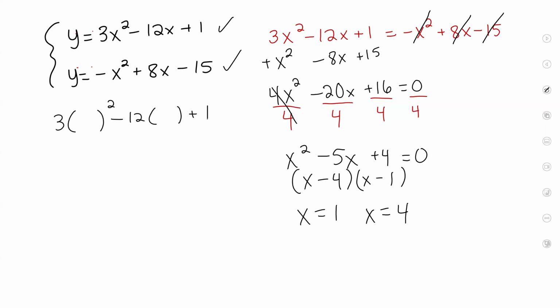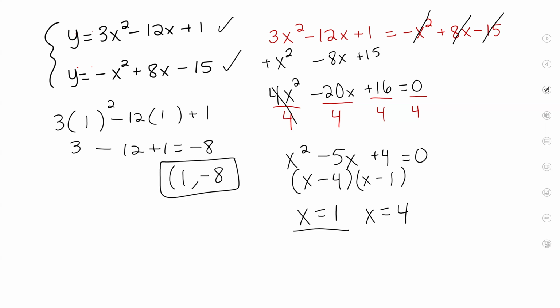So I'm going to plug in this 1 first. 1 squared is 1 times 3 is 3. Minus 12 plus 1 is what? Yep, negative 8. So guys, that's your first intersection. Those two quadratics will intersect at 1, negative 8.